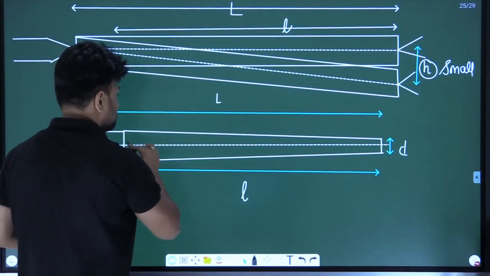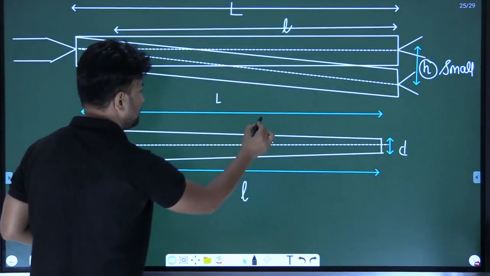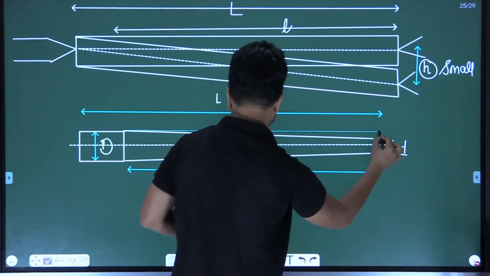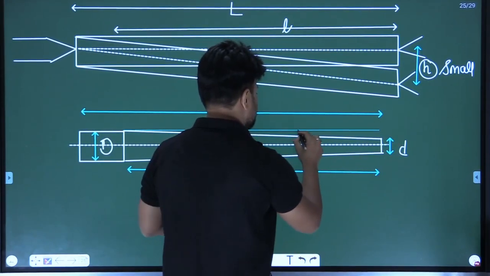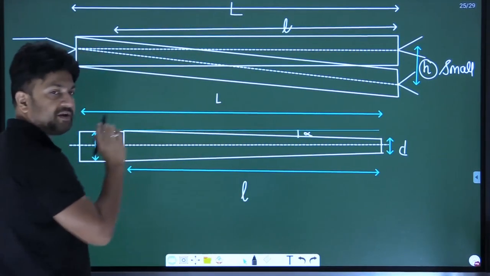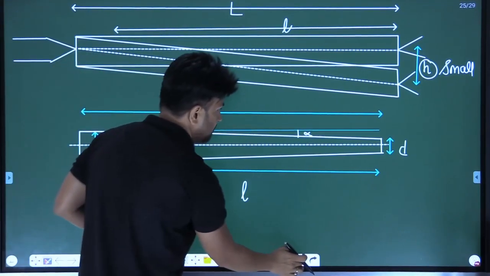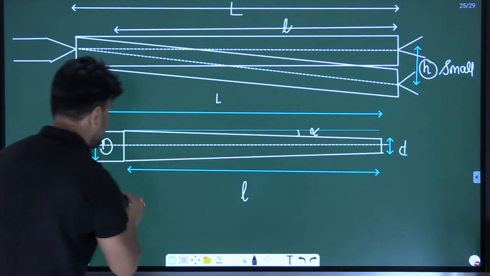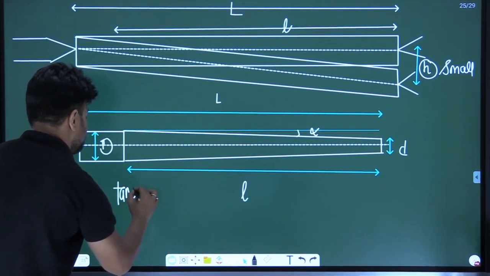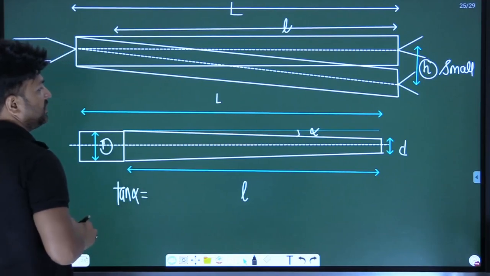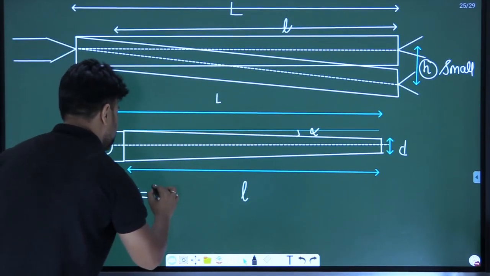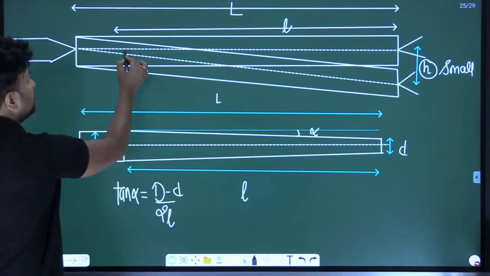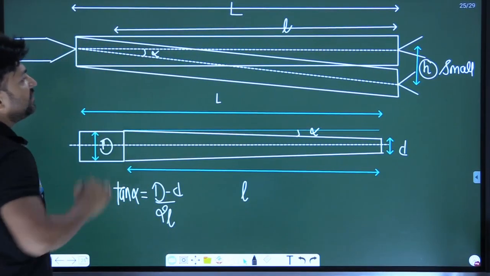Now, again, you can find the taper angle. Look, this is the taper angle, the half taper angle, alpha. So, tan alpha is equal to what? Tan alpha equals capital D minus small d divided by 2L. Basically, you are tapering by that much angle, very small alpha.